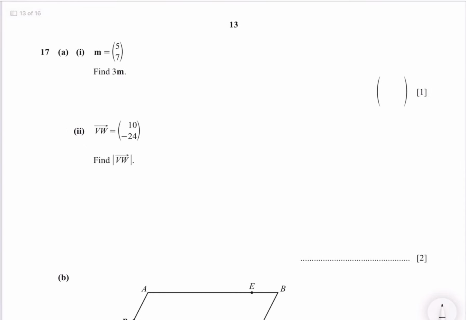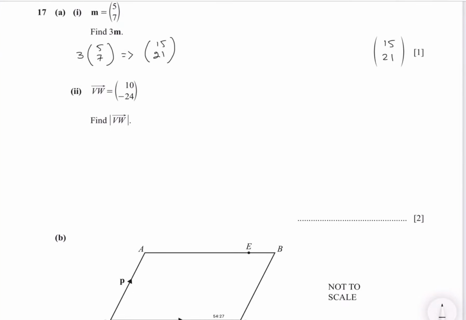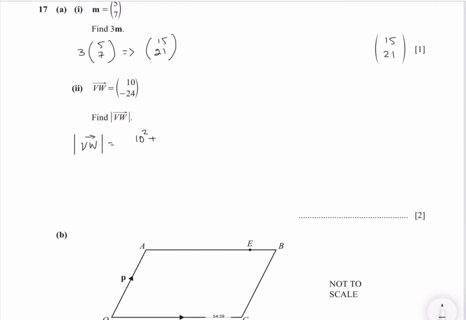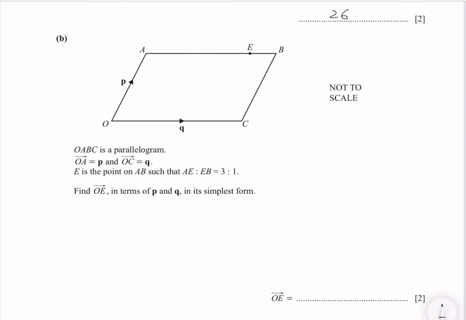Question number 17, part a. m equals (5, 7), find 3m, so multiply 3 by (5, 7). So you get (15, 21), this is your answer. VW equals (10, minus 24), the magnitude of VW is 10 squared plus minus 24 squared, whole under root. So your magnitude is 26.